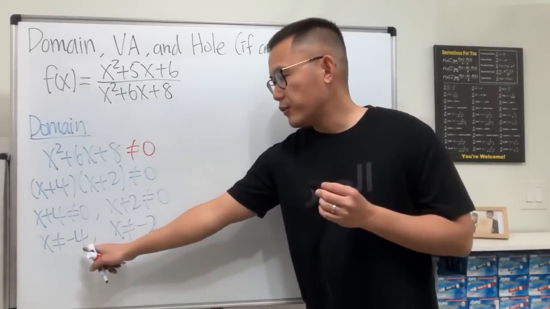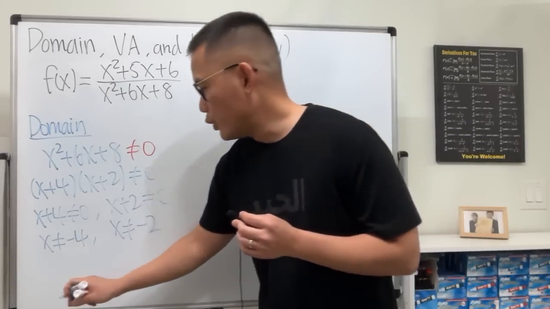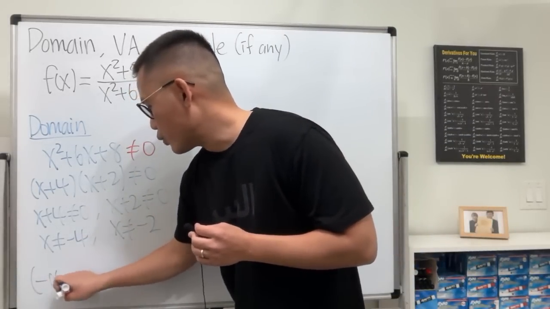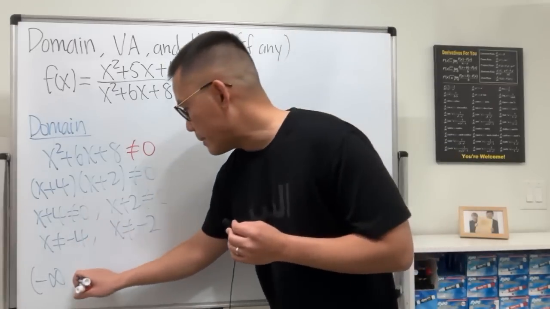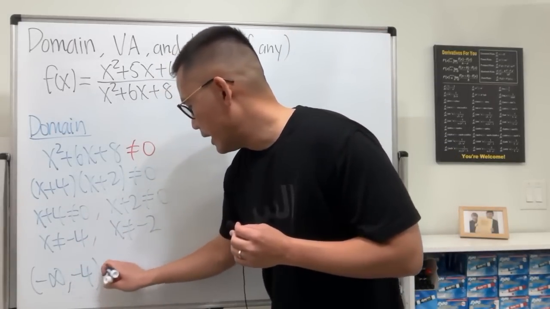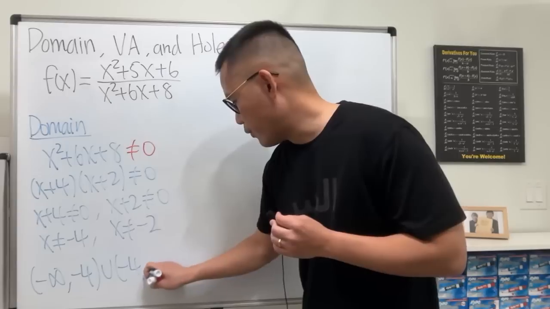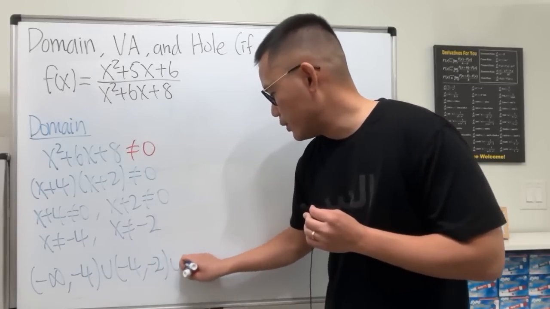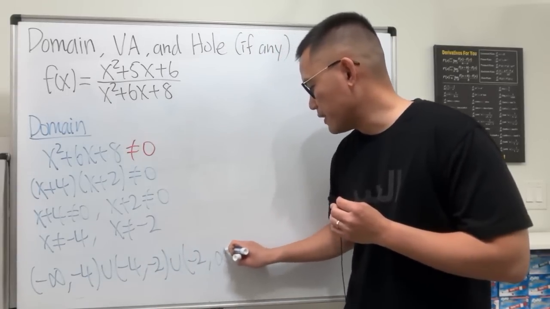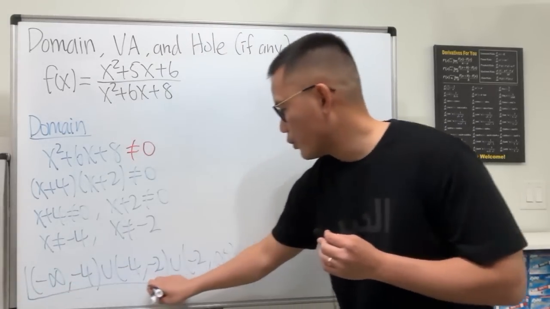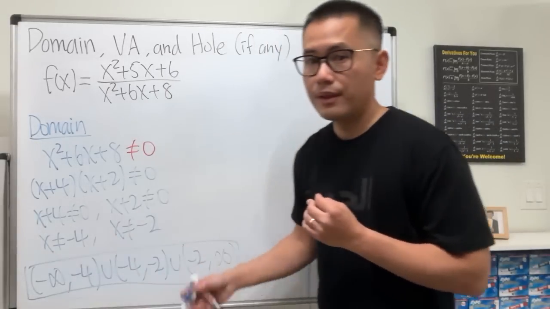So notice negative 4 is smaller. So when you write the interval notation, you go from negative infinity, you stop at negative 4 first. And the union, you go from negative 4 to negative 2. And the union, negative 2 to infinity. So this right here will be the domain of the function.